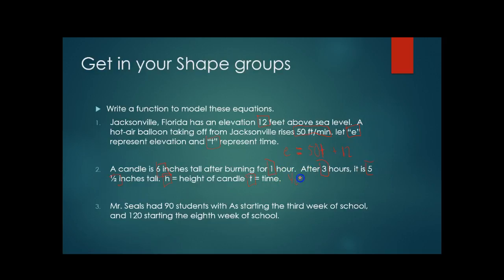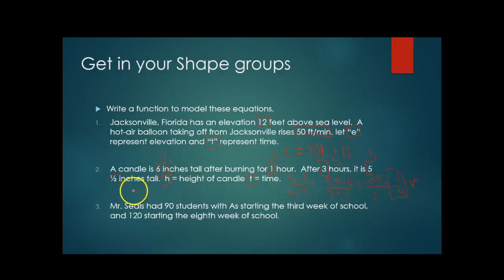So we're going to use our formula y2 minus y1 over x2 minus x1. Here's our x1, here's our y1, here's our x2, and here's our y2. So we're going to take 5 1/2 and subtract 6, and put that over 3 minus 1. 5.5 minus 6 is negative 0.5. 3 minus 1 is 2. Half of 2 is negative 1/4. So that's our slope.